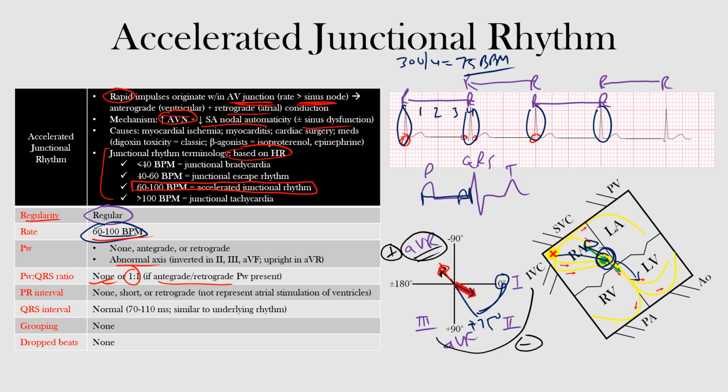Well, that's the end of this lecture. We discussed accelerated junctional rhythm, including its mechanism, potential causes, EKG features, and basic junctional rhythm terminology. I hope you learned something.